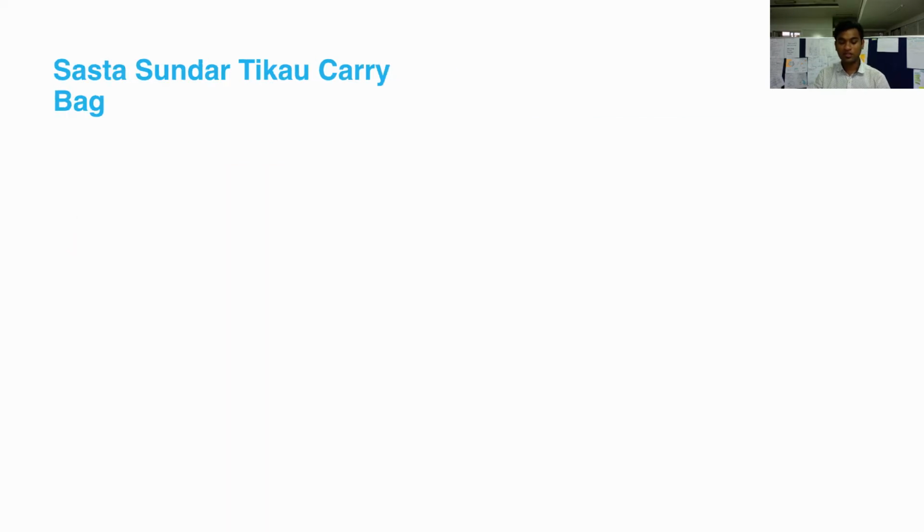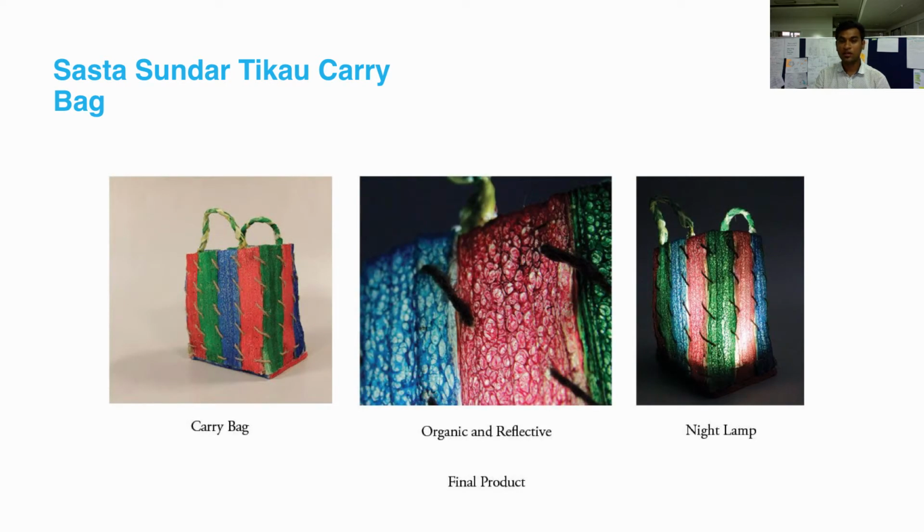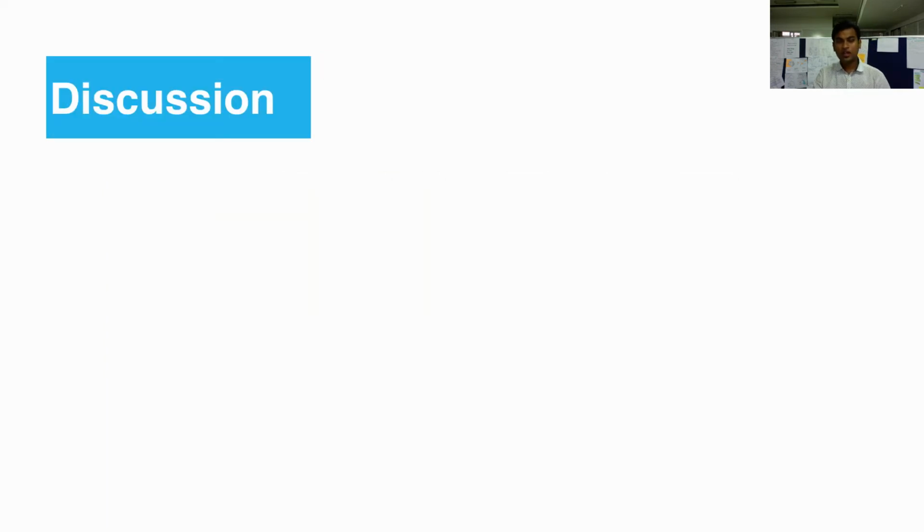The third product, a Sasta Sundar Tikau carry bag, envisions a low-cost, beautiful bag made using jute and styrofoam. It can also be used as a night lamp because of its properties as discovered during the technical characterization. The colorful bag is appealing for the local communities and embeds local waste, which is the styrofoam and the polyethylene bags. In the post-workshop interviews with the students, the feedback and outcome was positive.